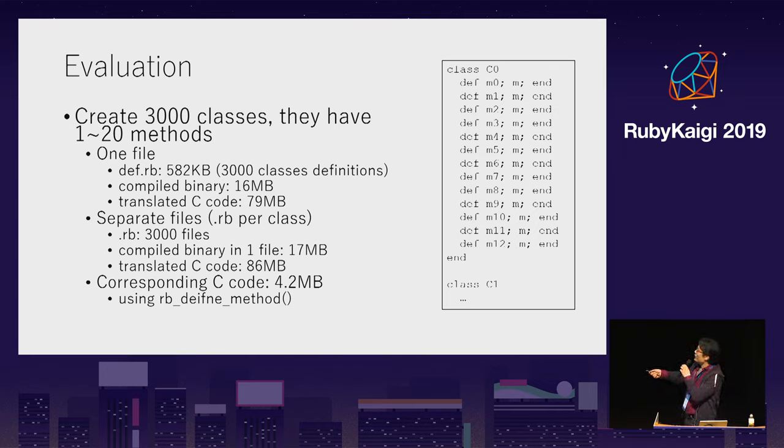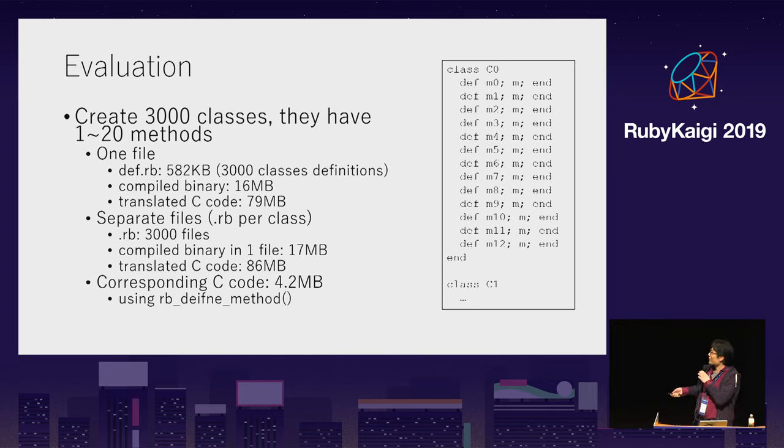To measure the startup time, I created 3,000 classes, and each class has 1 to 20 methods. I made an auto generator to do that. The Ruby file is 600 kilobytes, the compiled binary becomes 16 megabytes, and the translated C code is 18 megabytes. And if we separate it per class, the corresponding C code is 4 megabytes.